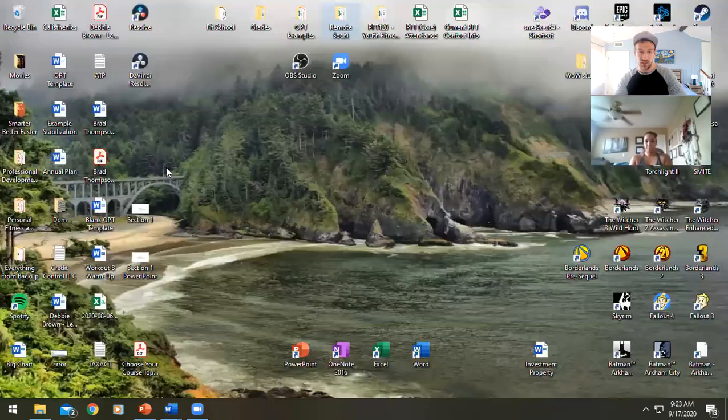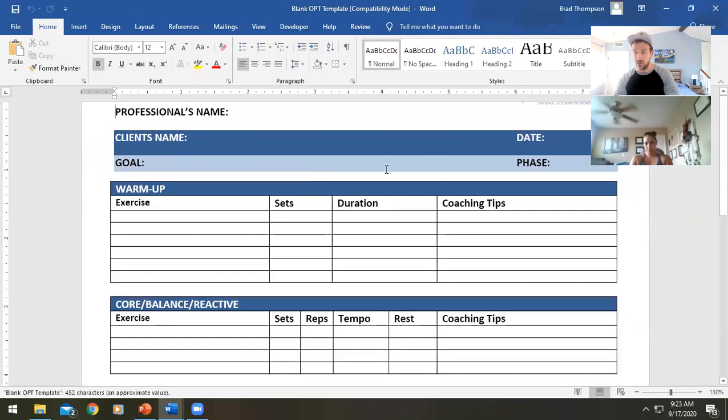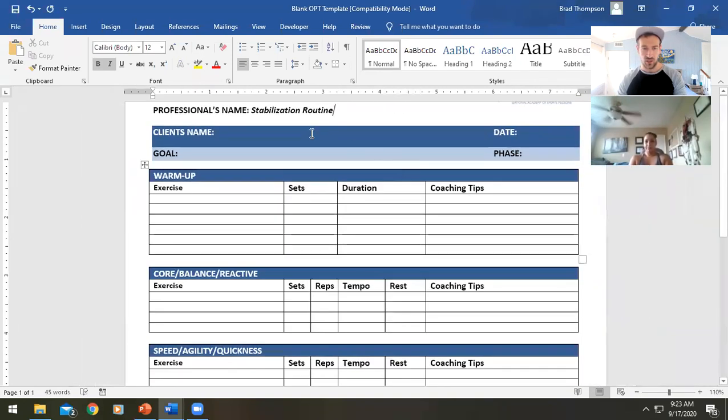So what I want to do now is open up a blank OPT template, and I'm going to build a stabilization routine based on everything we just talked about. So we're going to call this our stabilization routine. I'm going to put everything that I'm typing in italics, by the way. Client's name, John Johnson, right? Today is 9/17/2020. And our goal, we'll just say, is fat loss. Put them in phase 1. Okay, there we go. Really simple stuff.